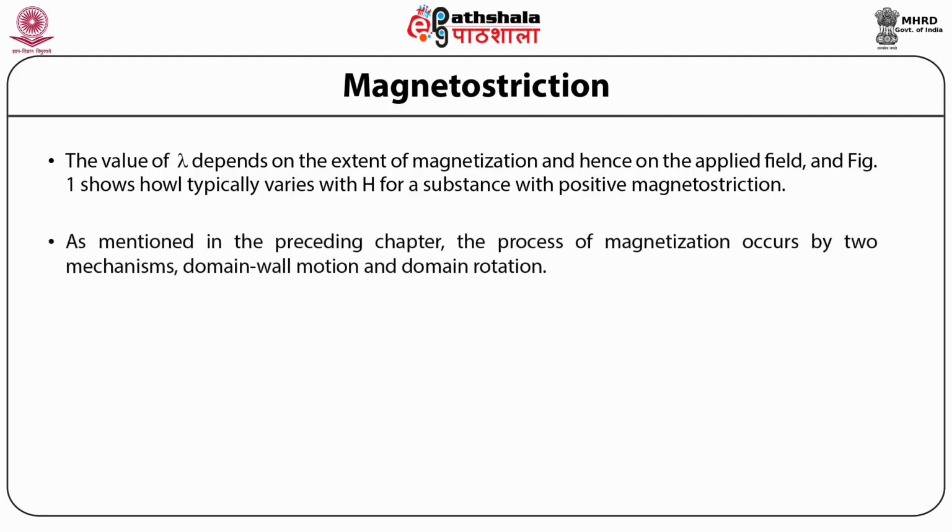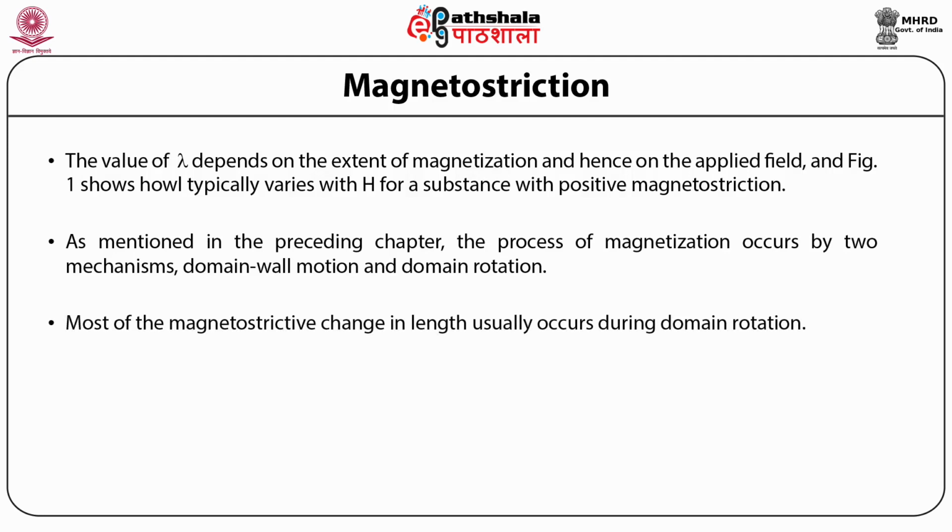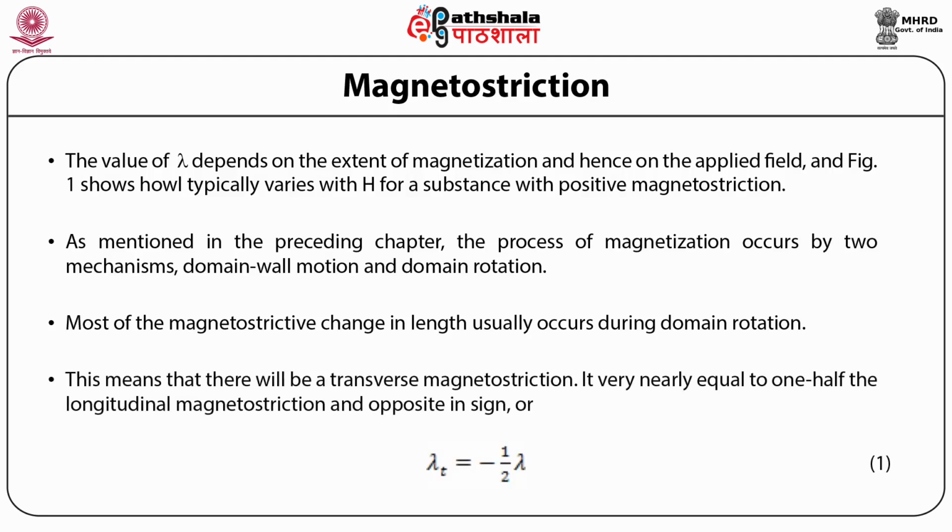As mentioned in the preceding chapter, the process of magnetization occurs by two mechanisms, domain wall motion and domain rotation. Most of the magnetostrictive change in length usually occurs during domain rotation. Between the demagnetized state and saturation, the volume of a specimen remains very nearly constant. This means that there will be a transverse magnetostriction. It very nearly equals 1/2 the longitudinal magnetostriction and is opposite in sign, or lambda t is equal to minus half lambda.